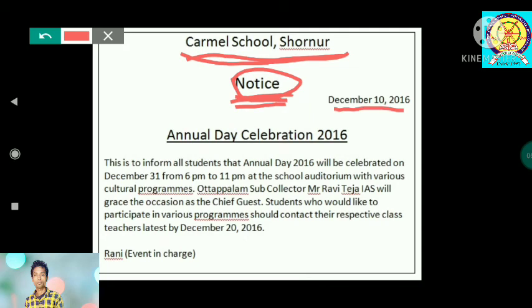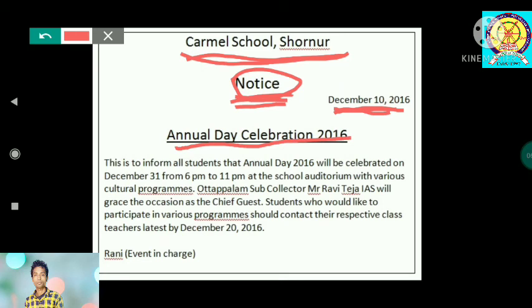So what is the date today? Suppose it is the 25th, we'll write May 25, 2021. According to the question, the annual day celebration 2016 is given, so it's all for reference only.